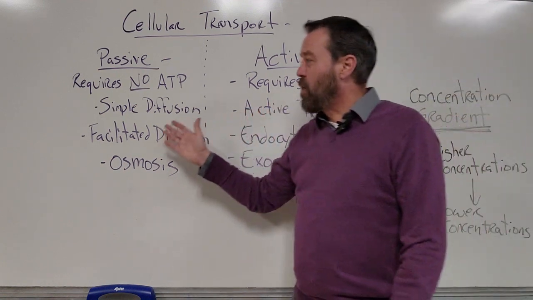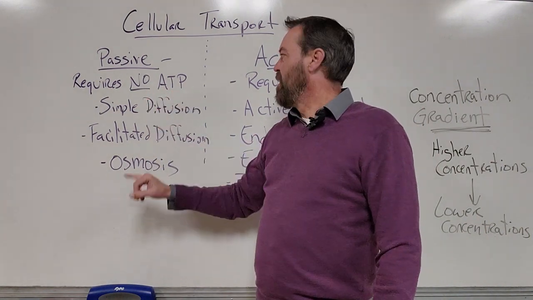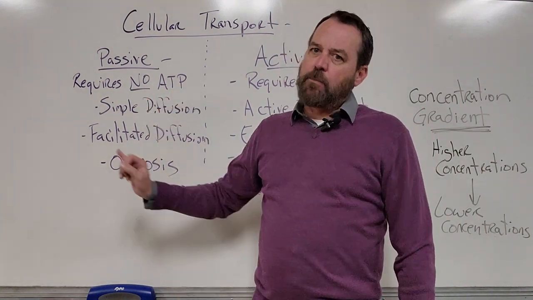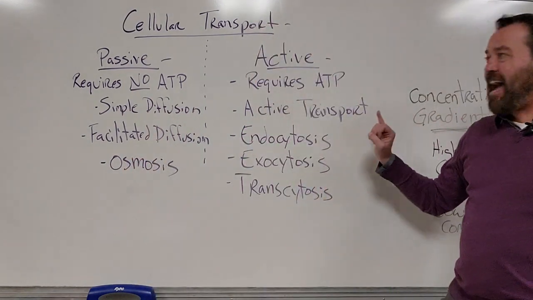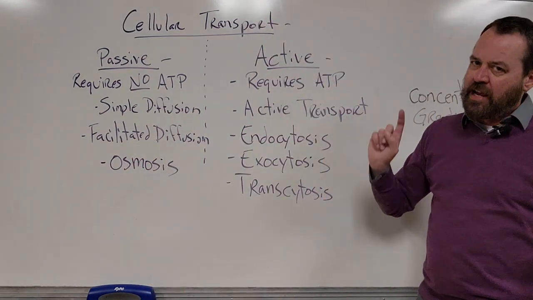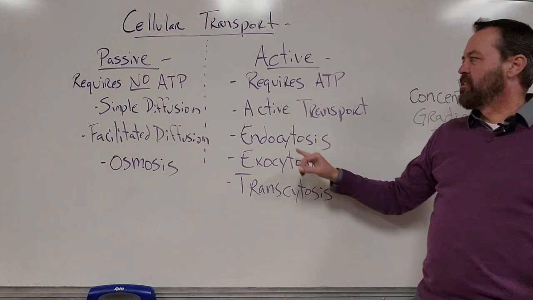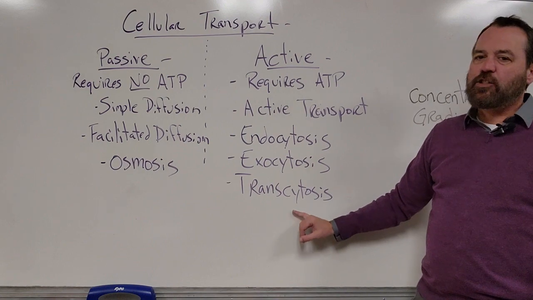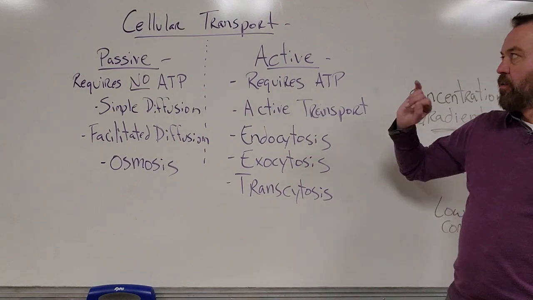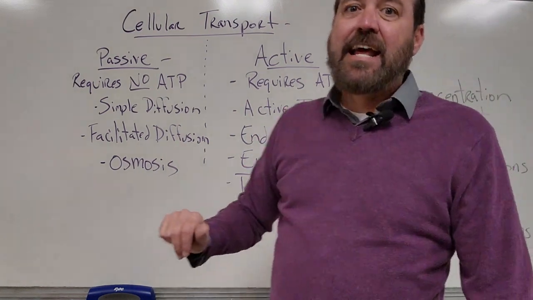So with passive transport, I want you to know no energy and be able to tell me which processes are passive. That is simple diffusion, facilitated diffusion, and osmosis. Active transport does require energy, and I want you to be able to tell me active transport, endocytosis, exocytosis, and transcytosis. So that's the difference between passive and active.